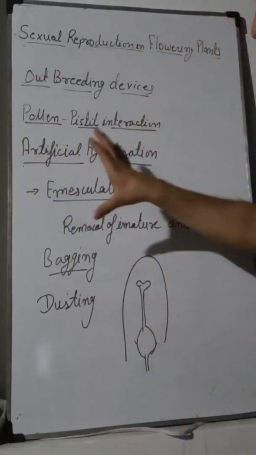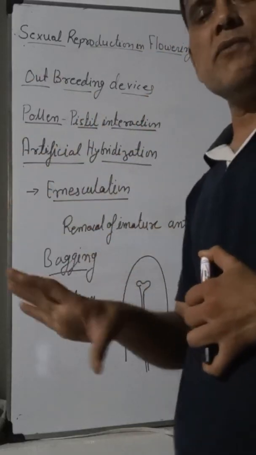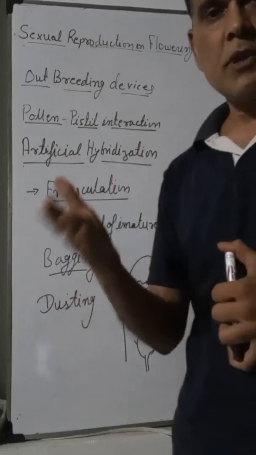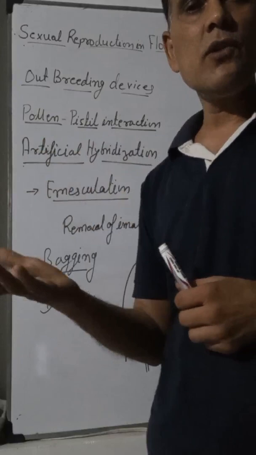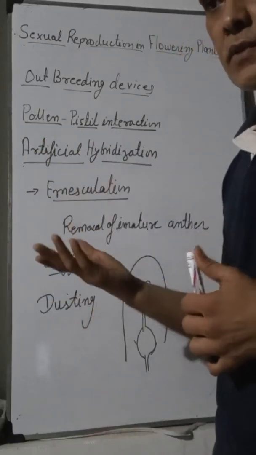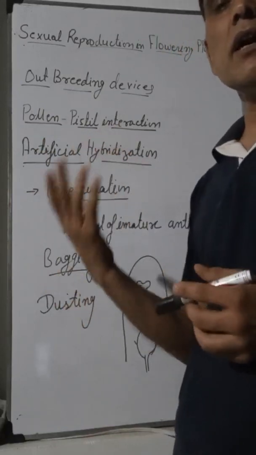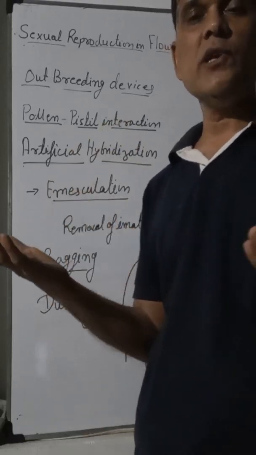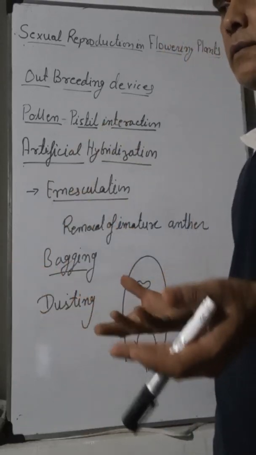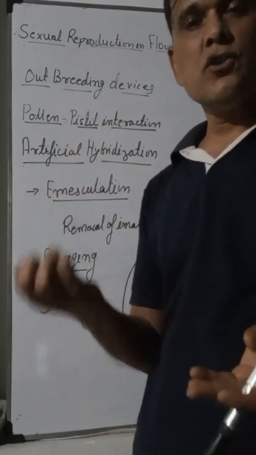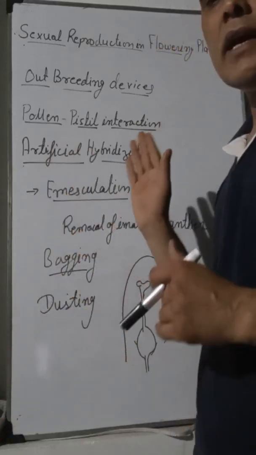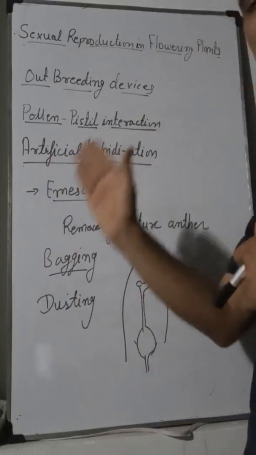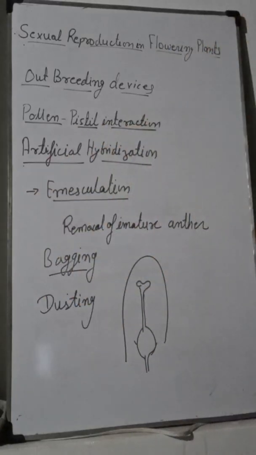So through the process of artificial hybridization, we can produce hybrid plants that have some special character, some good nutrient quality, or other features like ornamental values, fruit values, size of fruits, or size of grains. If they are there, we can increase all these characters with the help of artificial hybridization.